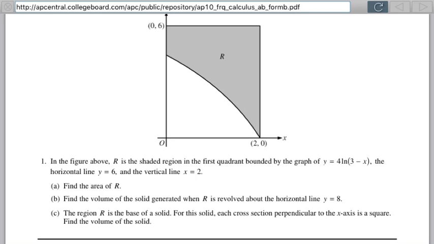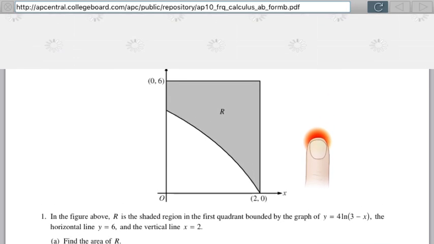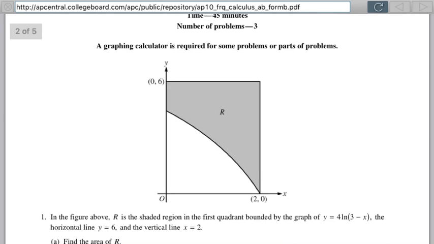Alright, so part B, we're asked to find the volume of the solid that is generated by revolving this entire area around the horizontal line y equals 8. So you're trying to think about how this would look if we revolve that entire shaded region about the line y equals 8, which is somewhere up here.